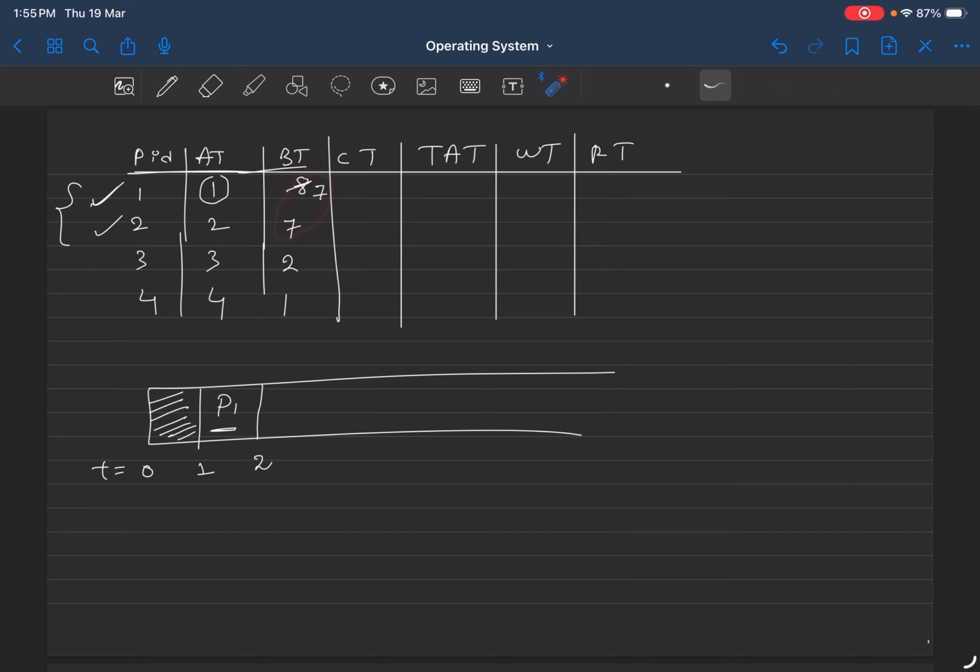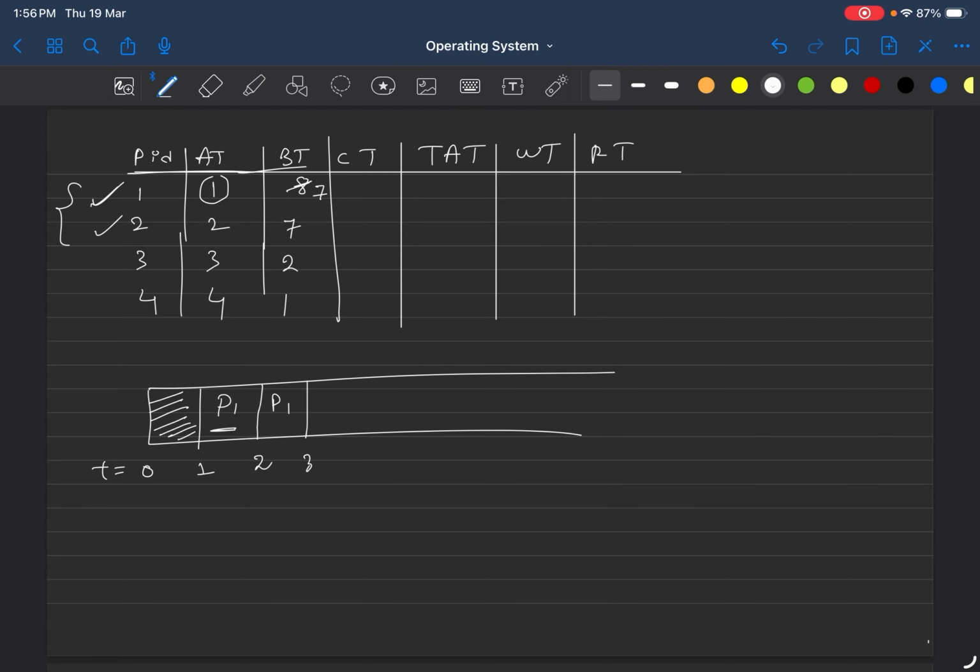So now which one to schedule? P1 to continue or P2 has to be scheduled? If your operating system decides to schedule P2 here, then there will be a context switch. But if your operating system decides to continue P1 itself, then there will not be any context switch. So your operating system will keep on executing P1 only. P1 will be scheduled here, for one more unit, that is till time t equal to 3.